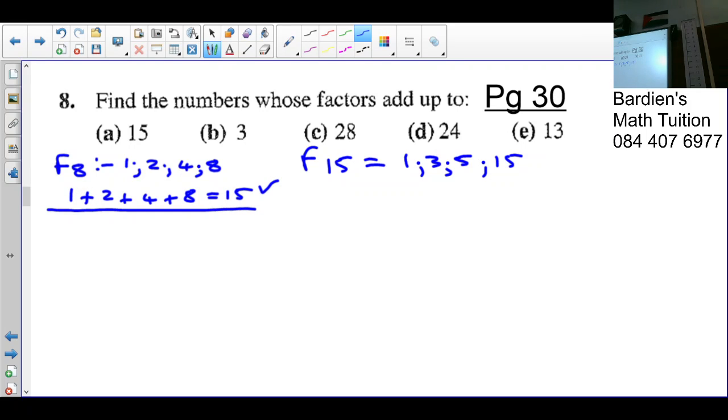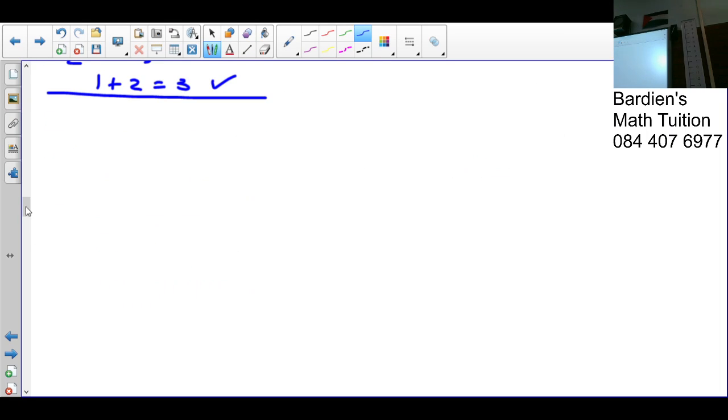So let's then see what factors add up to 3. The factors of what will add up to 3? 2, which is 1 and 2. So 1 plus 2 is 3, which makes that also correct. That is A, B.